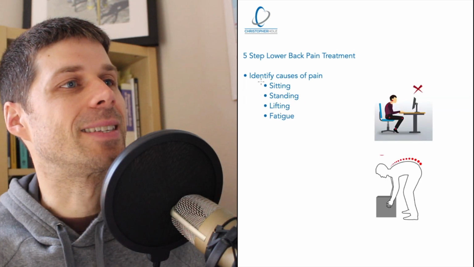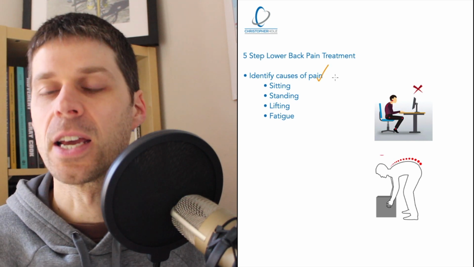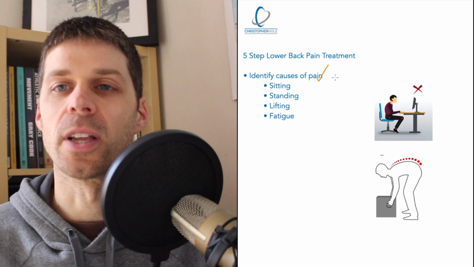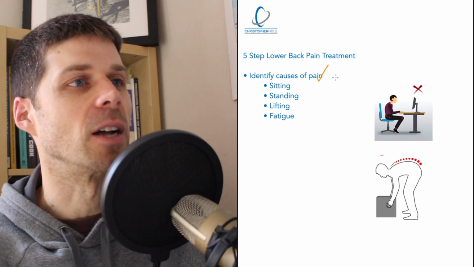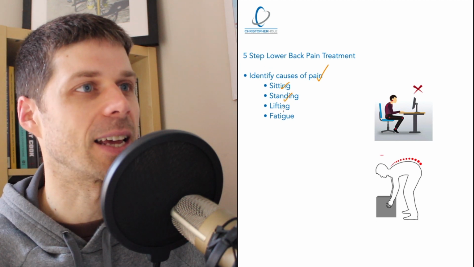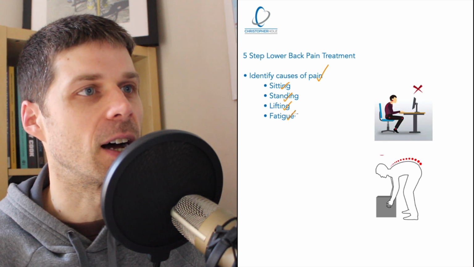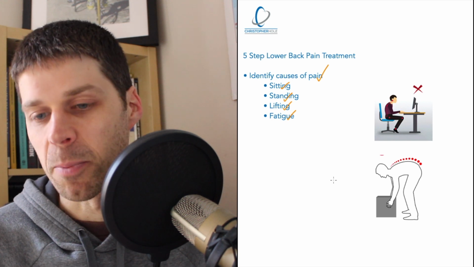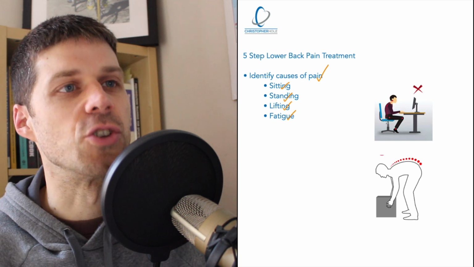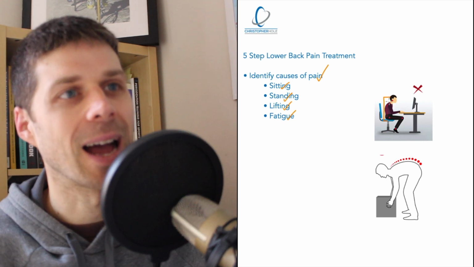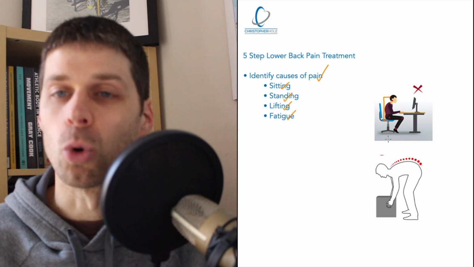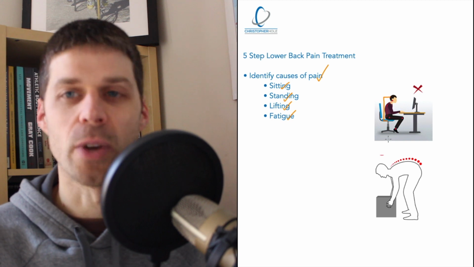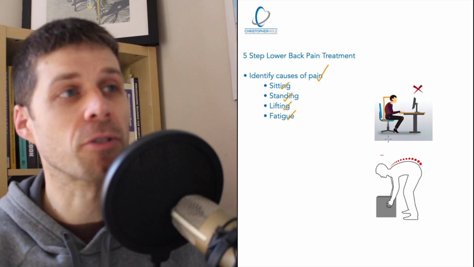Step 1 is identifying causes of pain. If we can identify causes of pain, we can identify ways to keep you pain-free. It's not limited to what's on the screen here, but we look at things like sitting, standing, lifting. Are there elements of fatigue in your lower back that need to be addressed? It's not necessarily just sitting posture, as is written here. We're also looking at sitting duration with sitting posture. It could be one, it could be the other, it could be both.